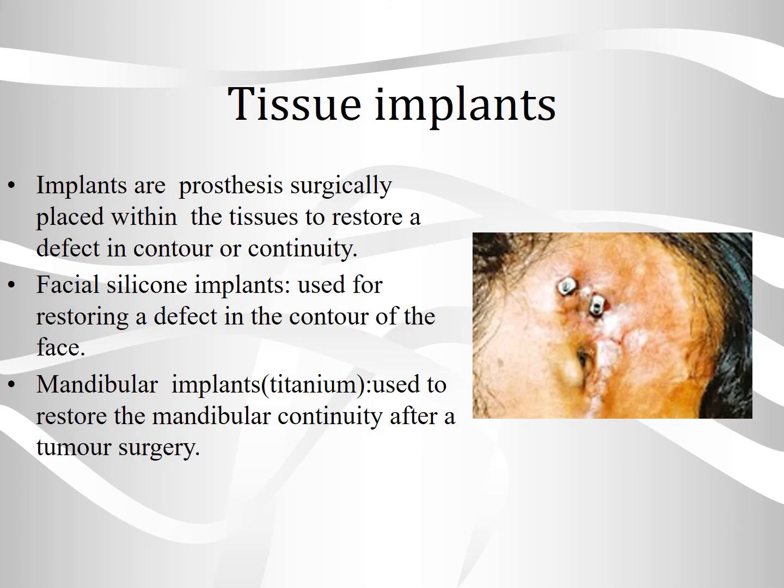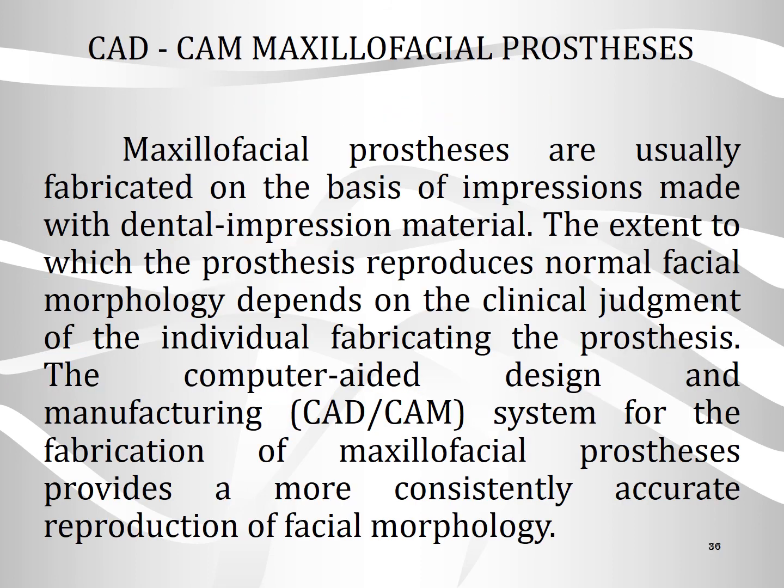So tissue implants. Coming to the tissue implants, implants are prostheses surgically placed within the tissues to restore a defect in contour or continuity. Facial silicone implants are used for restoring a defect in the contour of the face. Then come the mandibular implants, used to restore the mandibular continuity after a tumor surgery.